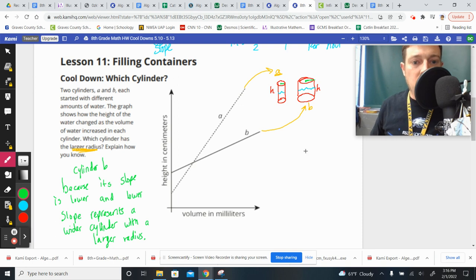Whenever we have that more shallow slope, we're going to have a wider cylinder, because the height's not going to go up as fast on the water level. And that leads us to believe that it has a larger radius. And that's how we know.